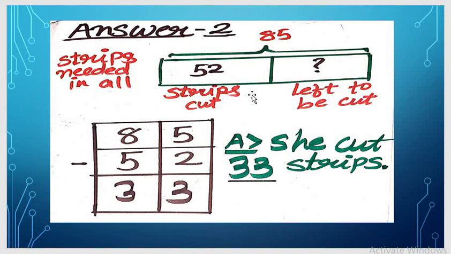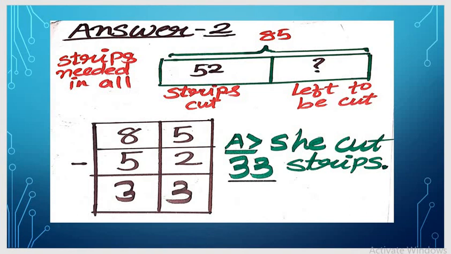And how to check the answer? How to check the answer? 52 plus this answer 33. So we do it in your rough work. 52 plus 33. So how many? 85, all students. Okay, so now how can we solve this sum? 85 minus 52. So 5 minus 2 is equal to 3 and 8 minus 5 is equal to 3. She cut 33 strips. Okay, I hope you all understood.